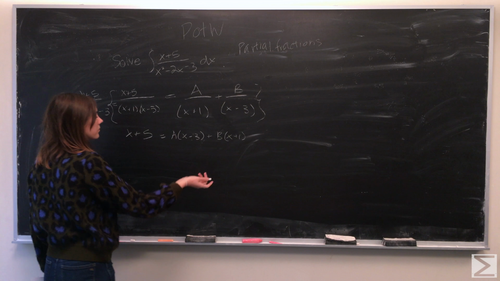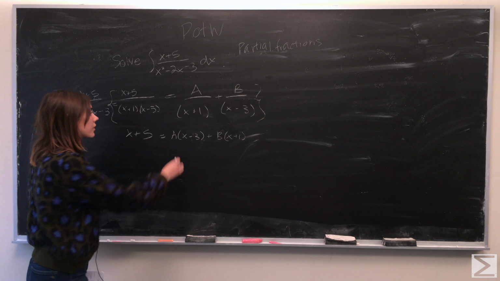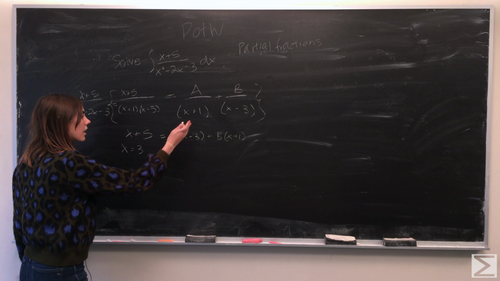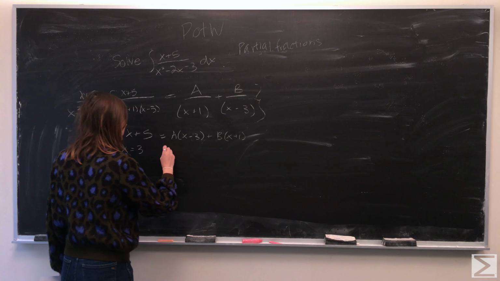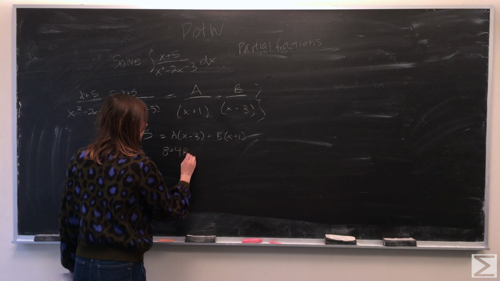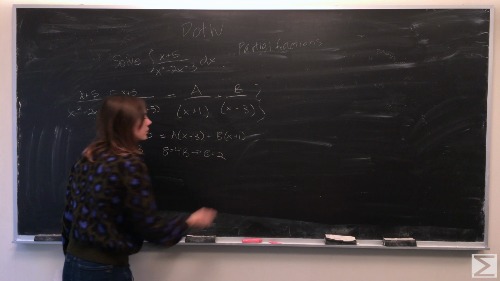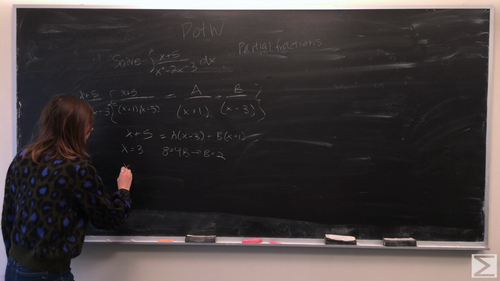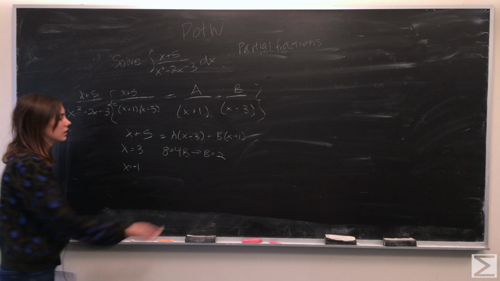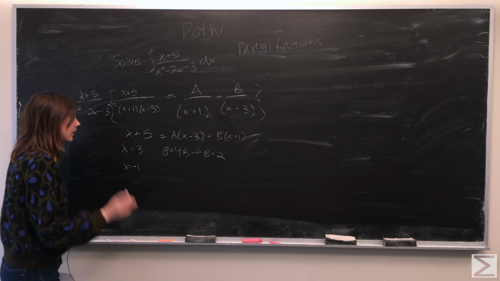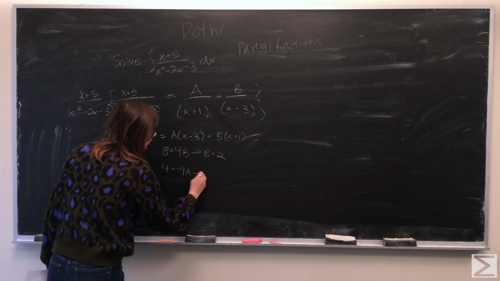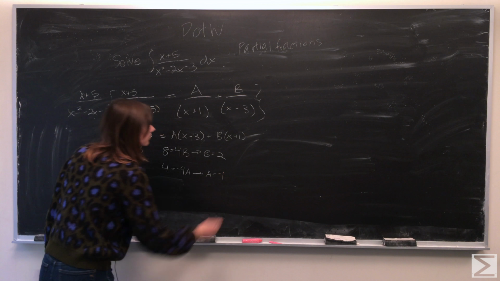Now we can solve for what A and B are equal to by just plugging in different numbers for x. Starting with x equal to 3, you'll notice that this will make this term 0. That way we can solve for B. And what we get is 8 is equal to 4B. So we know B must equal 2. If we have x equal to negative 1, it'll make this term go to 0, and we can solve for A. And what we get is that 4 is equal to negative 4A. So we know A must equal negative 1.